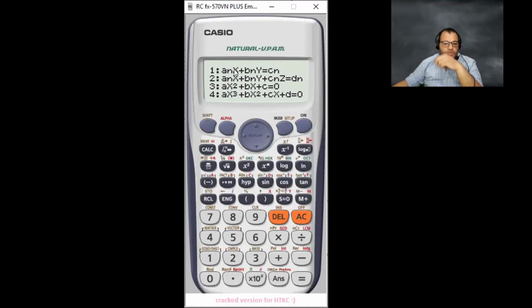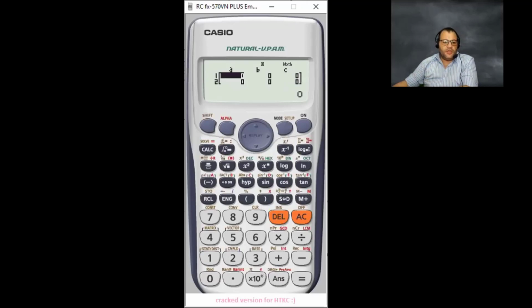Number 1 is solving a system of equations in 2 variables. Number 2 is solving a system of equations in 3 variables, x, y, and z. Number 3 is the equation of the second degree, the quadratic function. Number 4 is the equation of the third degree. So now we are solving equations of the first degree in 2 variables, which is number 1.